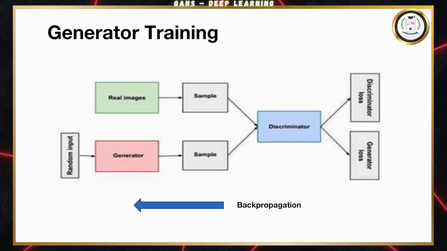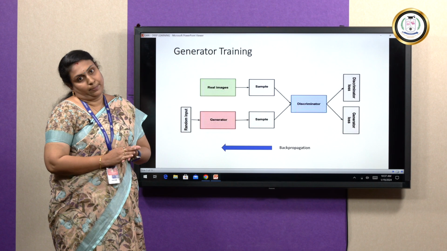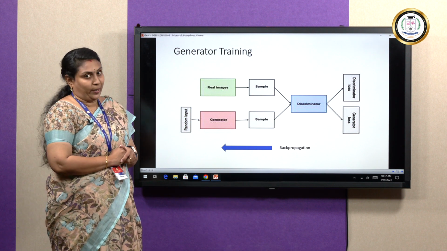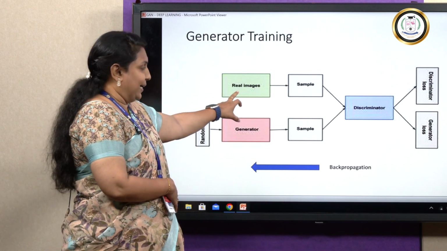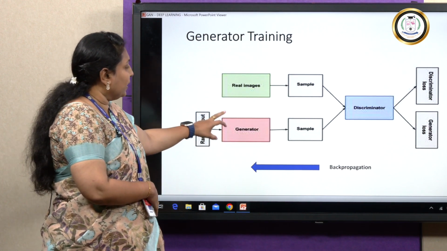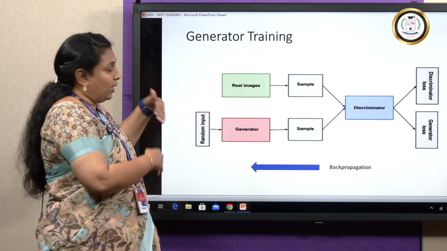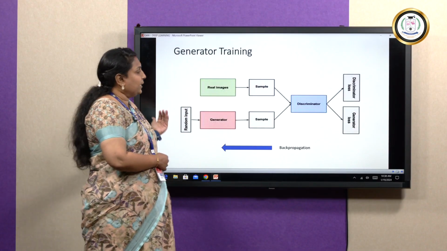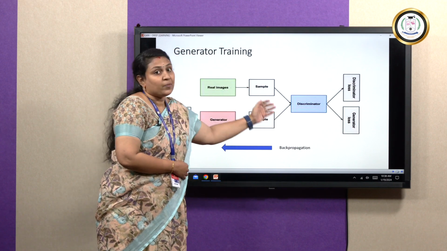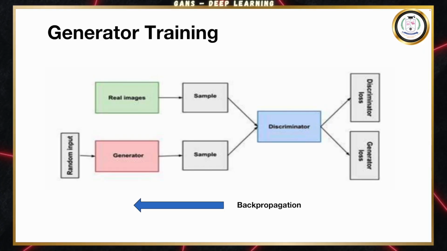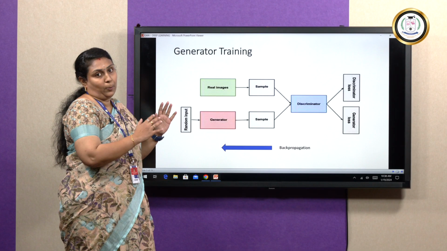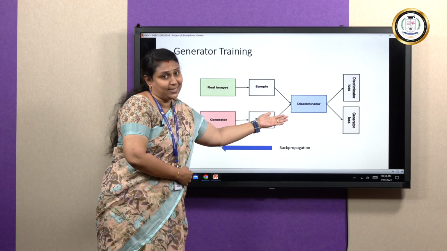First in GAN, we are going to train both the models, the generator and the discriminator. First, we train the generator. Here we take a random input and the real images, and the generator creates a duplicate image like the real images and gives it to the discriminator. The work of the discriminator is to find out whether the data is real or fake. We train both components.